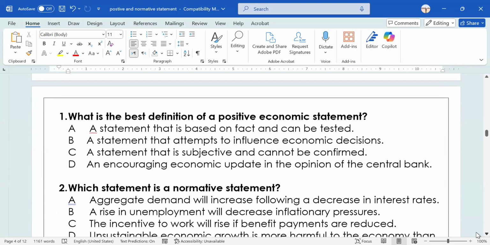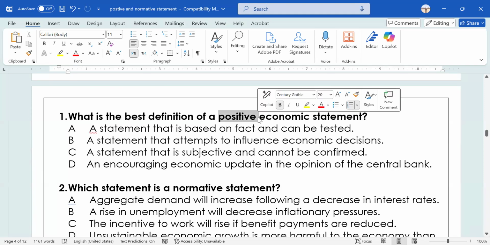Okay, this time we're going to use some questions from the past papers of Cambridge A level, and I'm going to explain it as much as I can and give you some answers. The first is, what is the best definition of a positive economic statement?